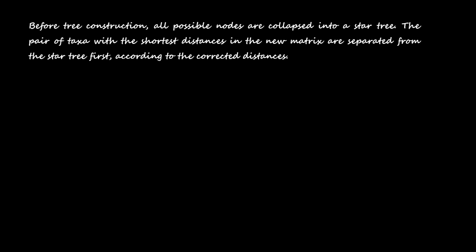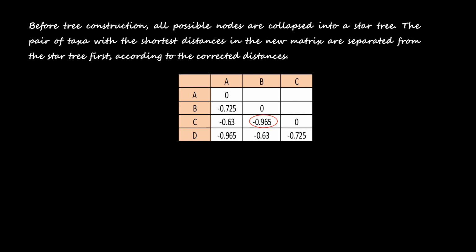Okay. Before tree construction, all possible nodes are collapsed into a star tree. The pair of taxa with the shortest distances in the new matrix are separated from the star tree first according to the corrected distances. So this is the smallest distance here, minus 0.965. So first is a star tree and then we correct it to form the normal tree.